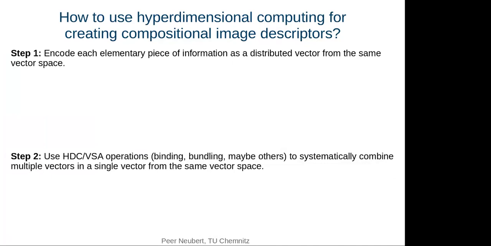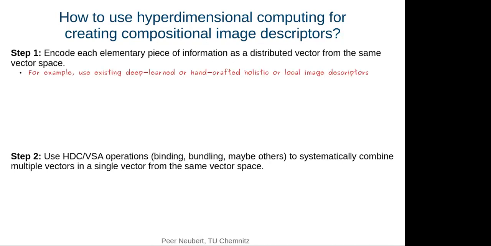Step 1, encode each elementary piece of information as a distributed vector from the same vector space. Step 2, use HTC VSA operations, binding, bundling, maybe others, to systematically combine multiple vectors in a single vector from the same vector space. So that's the basic recipe. And from time to time, I will add a little bit more details.